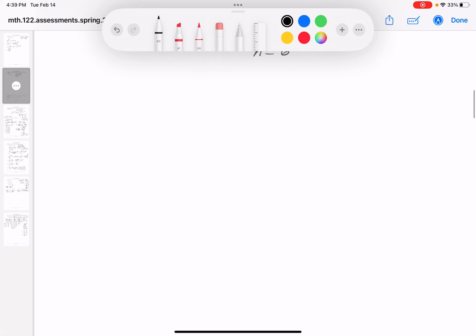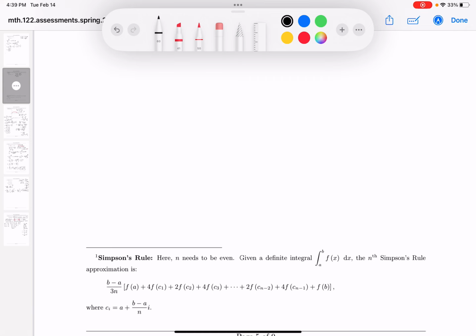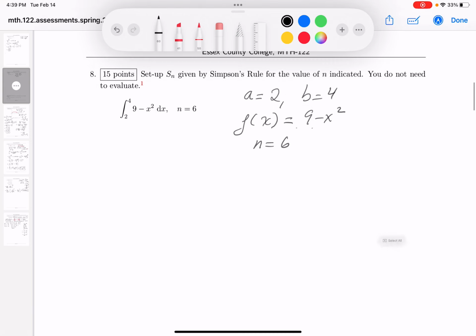So let's go back over here. And the first thing I need is B minus A over 3n. Let's write that down. So B minus A, so this is going to be S6. So I need B minus A over 3n. And what's B minus A? It's 4 minus 2, which is 2. And 3 times n is 18. And 2 divided by 18 is 1/9.